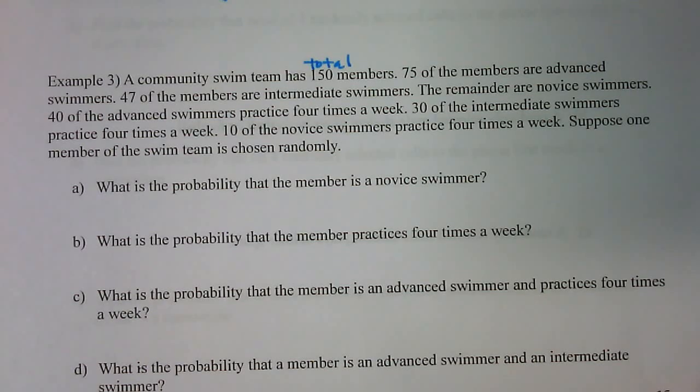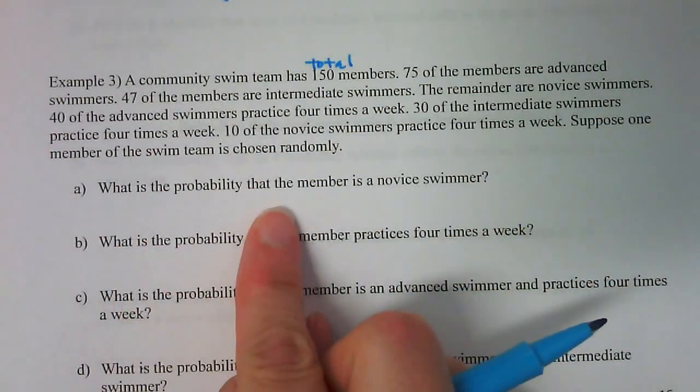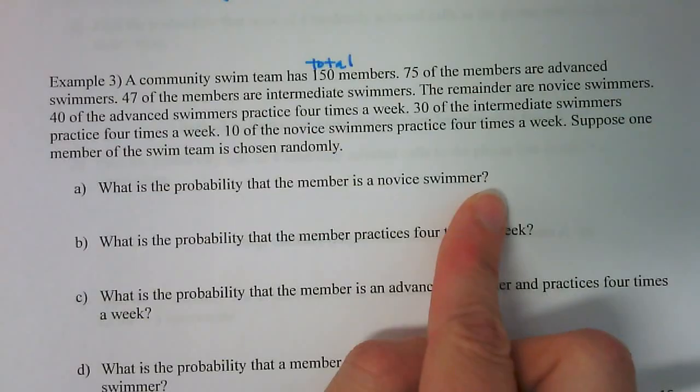Okay, 40 of the advanced swimmers practice 4 times a week, 30 of the intermediate swimmers practice 4 times a week, 10 of the novice swimmers practice 4 times a week. Suppose one member of the swim team is chosen randomly. What is the probability that the member is a novice swimmer?